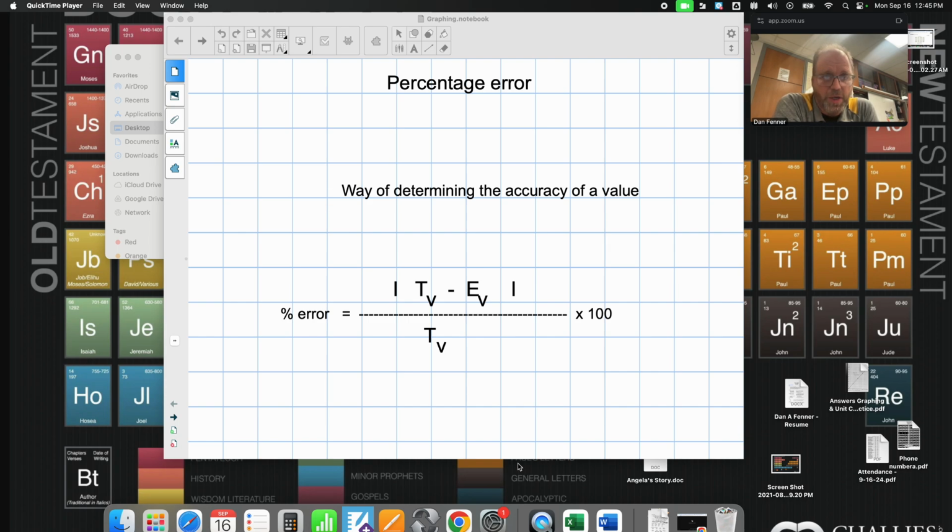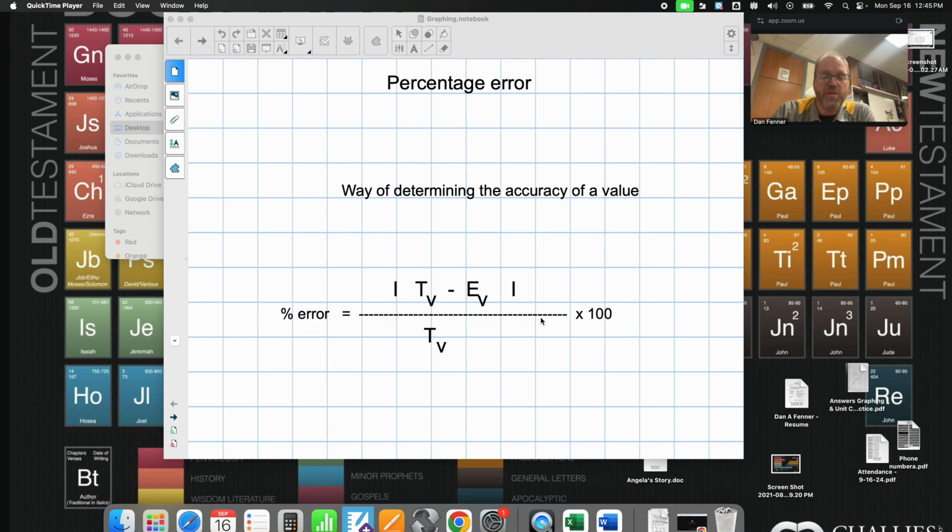So, percentage error is a way to determine the accuracy of a value. How confident are we of a value compared to what it's supposed to be? Now, the way that we find this, that little line means absolute value. So, the absolute value of TV minus EV all over TV times 100.